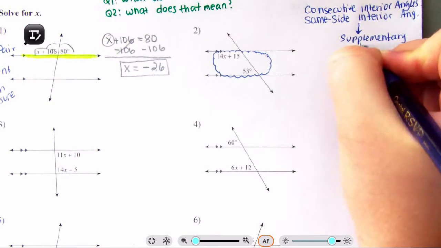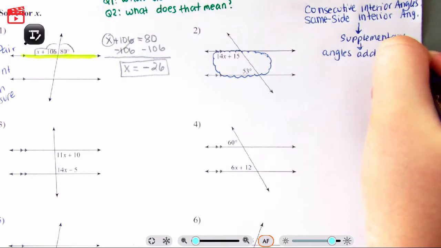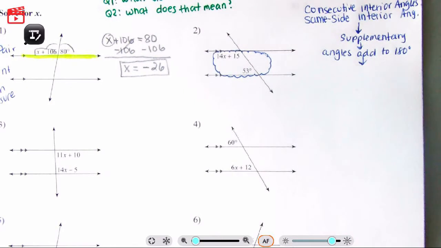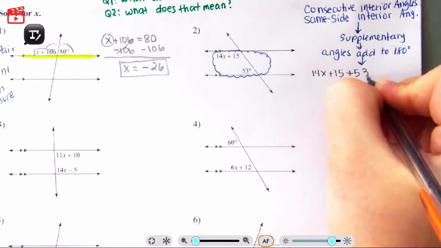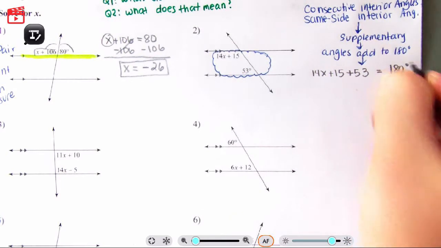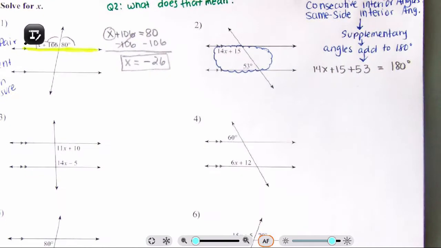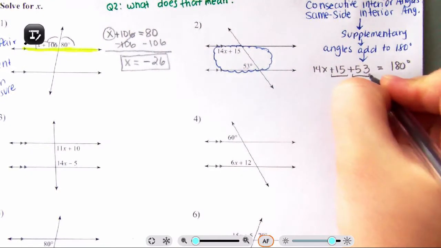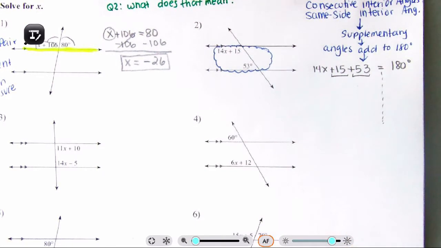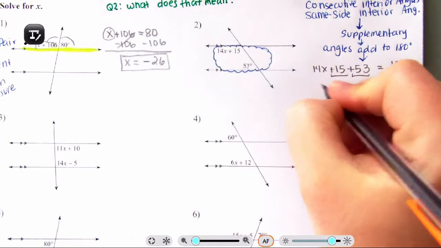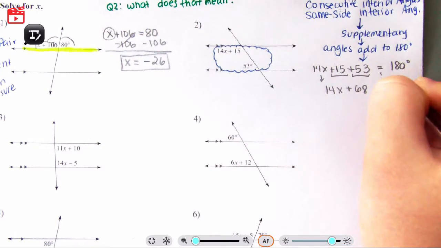And what does that mean? That means angles add to 180 degrees. Well, that means that we have 14x plus 15 and 53 adding up to 180 degrees. What is our objective? Our objective is to get x by itself or to solve. So I'm going to combine like terms. 15 plus 53 is 68. So 14x plus 68 is equal to 180.